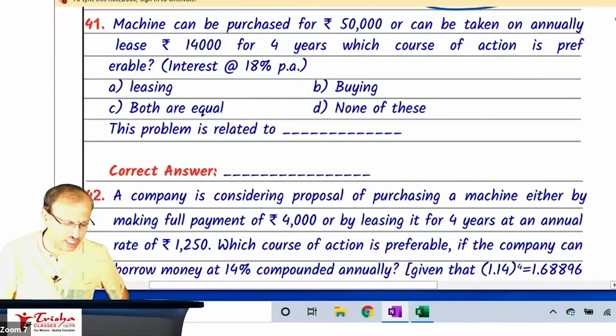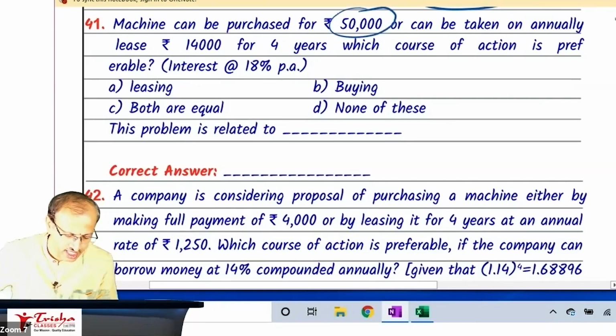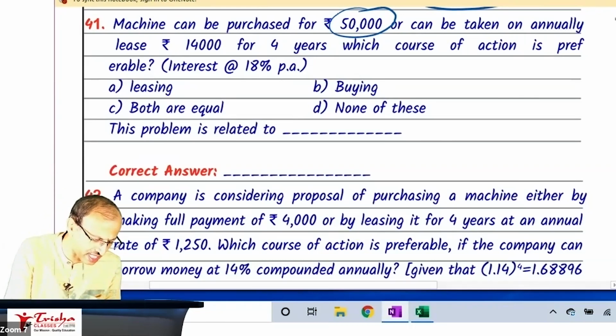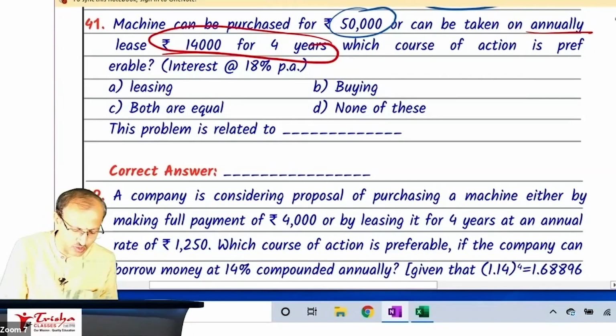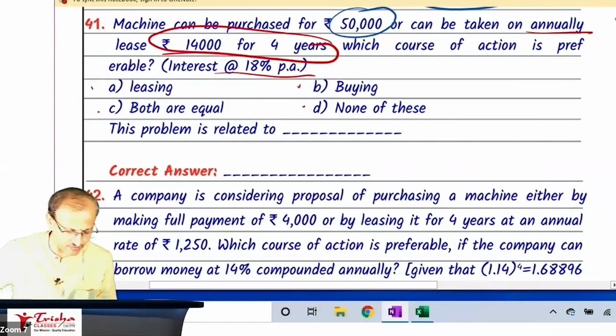Question number 41 on your screen, listen very carefully. A machine can be purchased for rupees 50,000 or it can be taken on annual lease. Interest rate is 18% per annum. Is it leasing? Is it buying? Are both equal? Is it none of these?